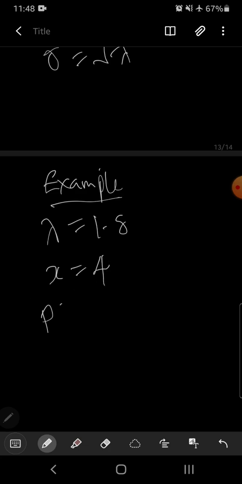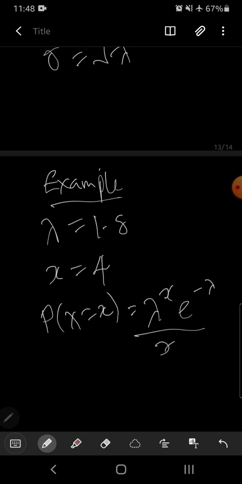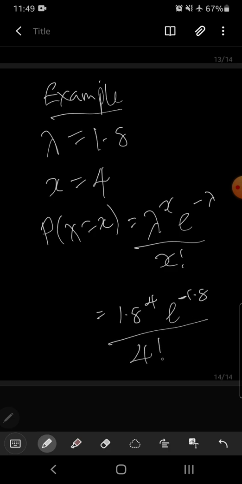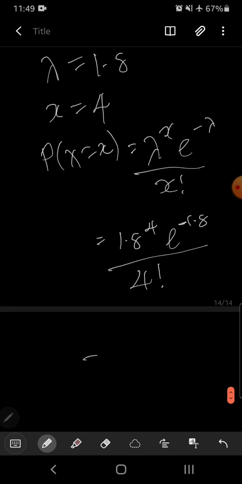So to find that probability, we use our formula, which is just lambda to the power x, e to the power minus lambda, over x factorial. So the factorial function is also there on your calculators. When we replace, we have 1.8 to the power 4, e to the power minus 1.8, over 4 factorial. So punch that on your calculator, and the answer that you're going to find is 0.0723.